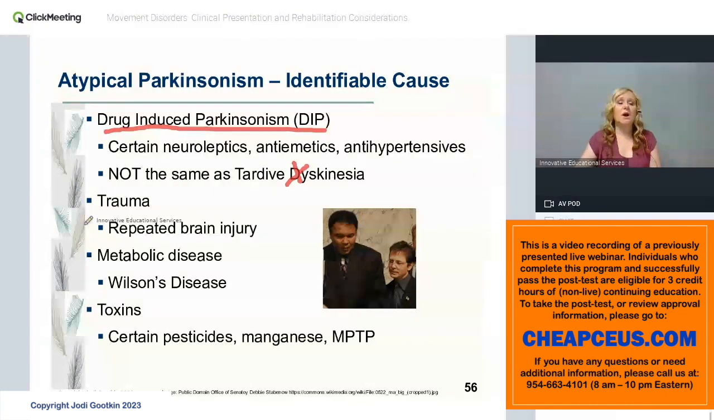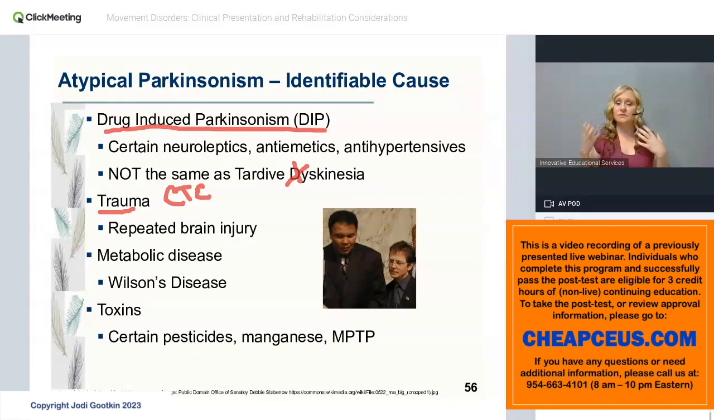Another cause is trauma, CTE, chronic traumatic encephalopathy. If we think of Muhammad Ali, he is probably the most well-known individual. He did not have Parkinson's disease. He had Parkinsonism due to his CTE. So his clinical presentation looked like Parkinson's disease, but it is not.